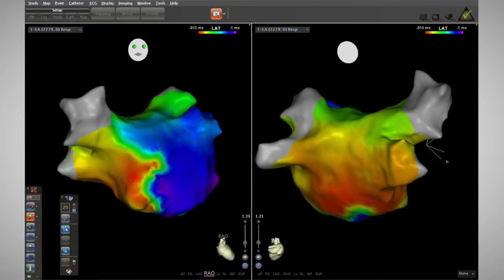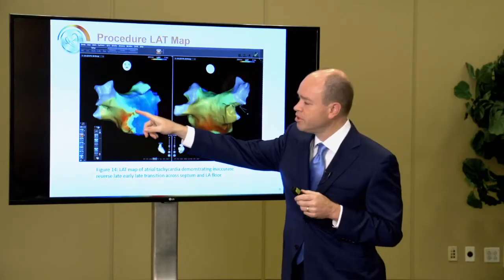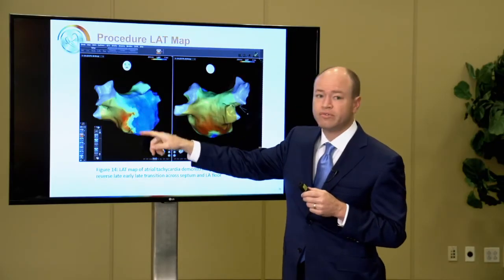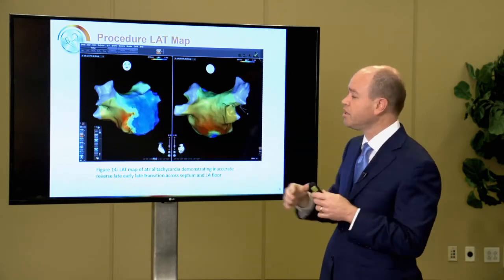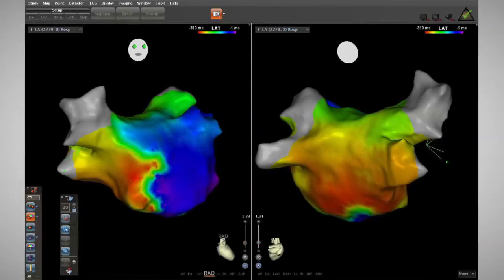You'll note, though, that oftentimes the LAT does have artifacts which are inaccurate and due to interpolation between points. One example is across the septum where there's a band of supposedly reversed conduction, this green-yellow band, which is an inaccurate representation. And there's also at the floor this inaccurate green-yellow band, which would suggest that there's a reversal in activation when there truly is not.